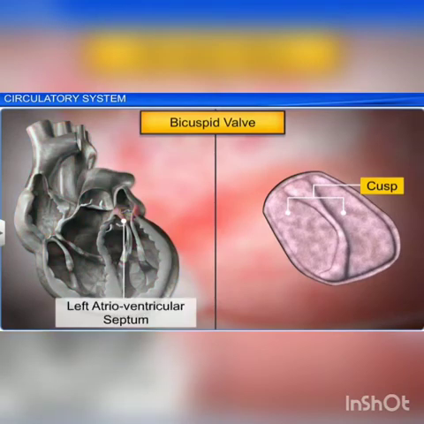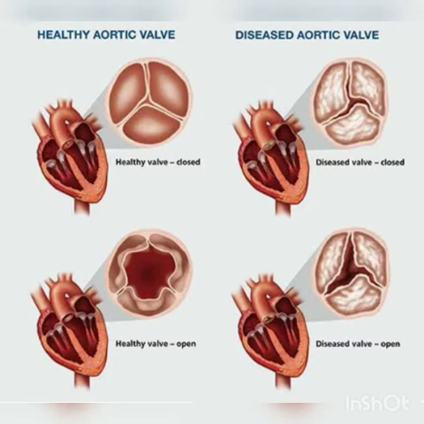The valves of the heart allow the blood to flow only in one direction, that is from atria to the ventricle and from the ventricle to the pulmonary artery or the aorta. These valves prevent backward flow of blood. This is the main function of the valves. It prevents the backward flow of the blood.